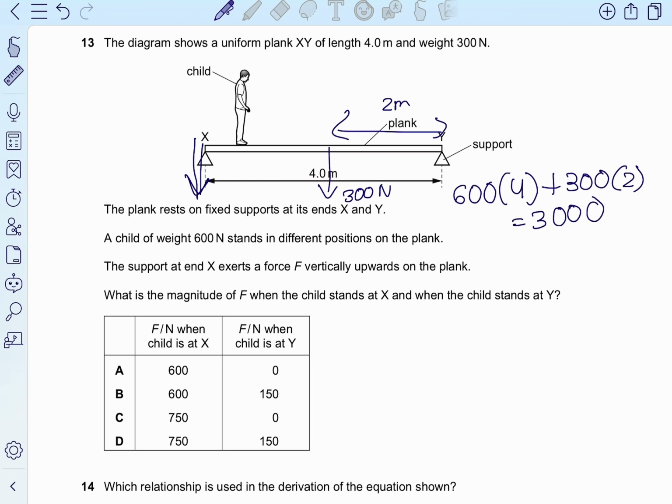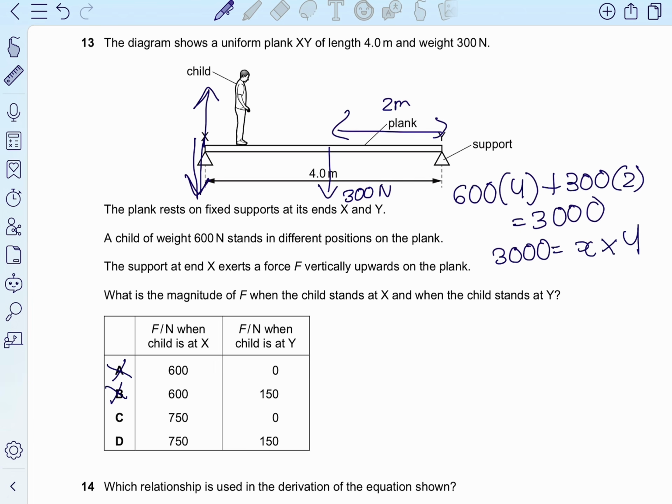The anti-clockwise moment should also be the same. The anti-clockwise upward force over here: 3000 will equal x into the distance, that is 4. So the x value will be 3000 divided by 4, which is 750 newtons. So when the child is at X, the force will be 750, which has to be C or D. So A and B are disqualified.